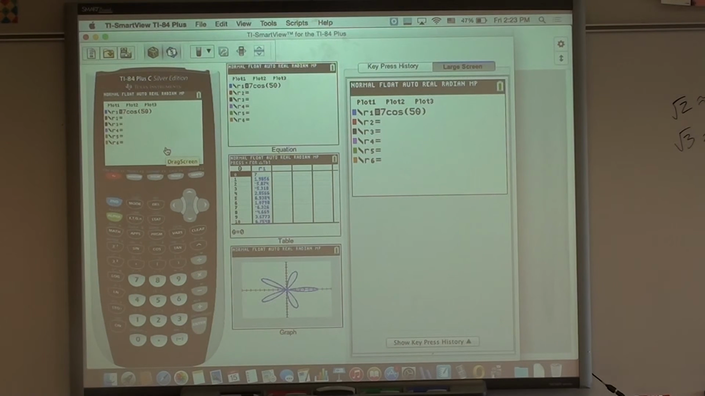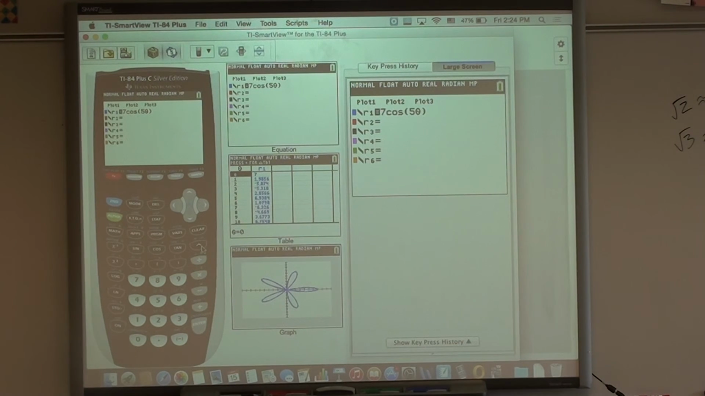When we type in our equation, it has to be in terms of theta. On the 84, when you type 7 cosine 5 theta, you just use the X button and it defaults to theta when you're in polar mode. If you're on an 89, the theta is actually diamond and then the little caret, next to pi. So if you have an 89, you have to do diamond caret to get theta. All right, everyone has it?